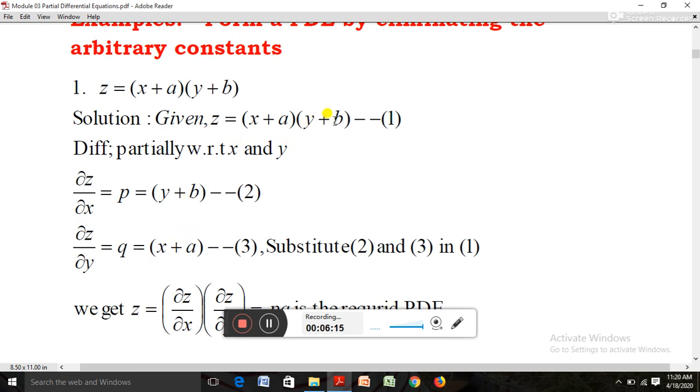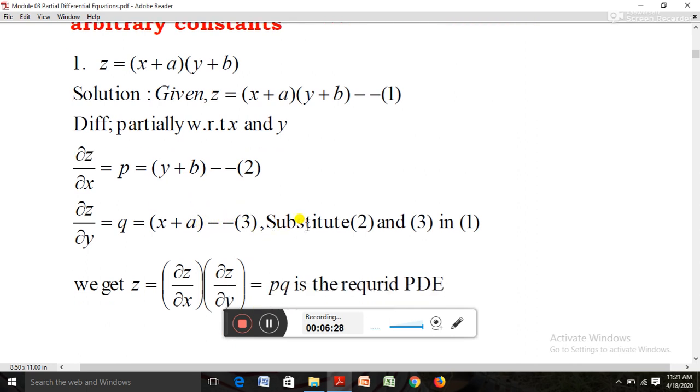Then y plus b, differentiate partially with respect to y: the y differentiation is 1 and b differentiation is 0. Therefore 1 plus 0 is 1. x plus a is x plus a only, and we call this equation 3. Substitute 2 and 3 in 1.